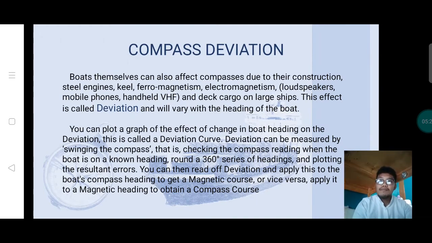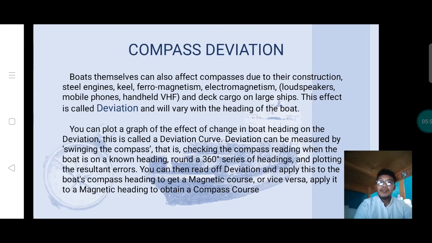We all know that the compass is a magnetic device and it is interfered with by the magnetic north. It also goes the same by being interfered with by the vessel itself, because we all know that the vessel is made of metals and has equipment like steel engines, keel, ferromagnetism, electromagnetism, like loudspeakers, mobile phones, handheld VHFs, and other deck cargoes on ships. This is called the deviation, and it will vary with the heading of the boat.